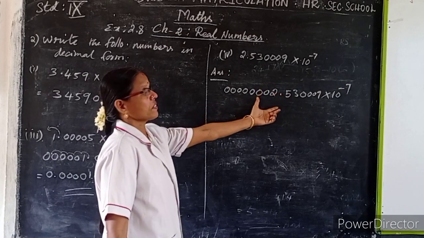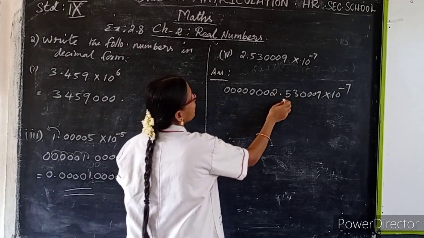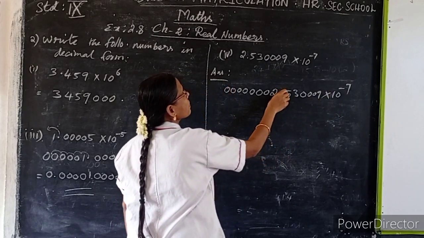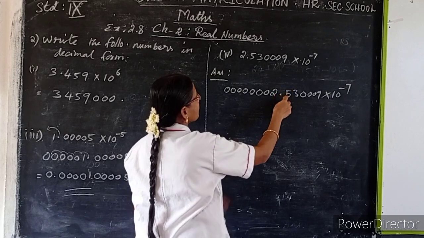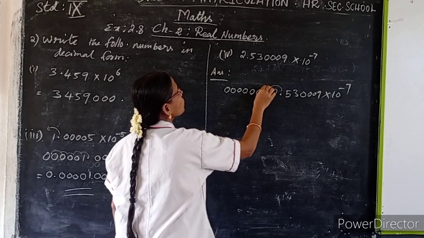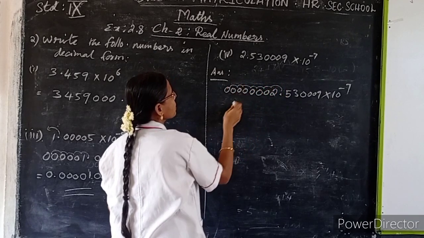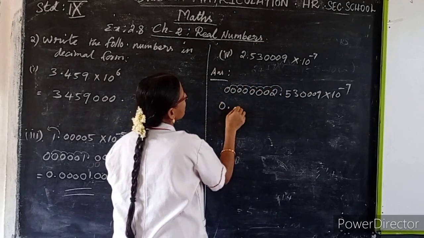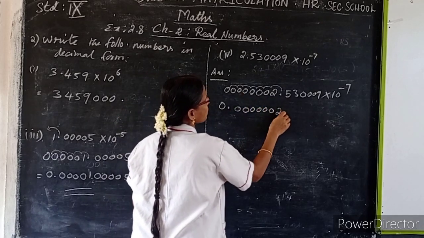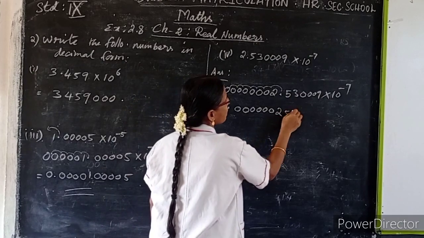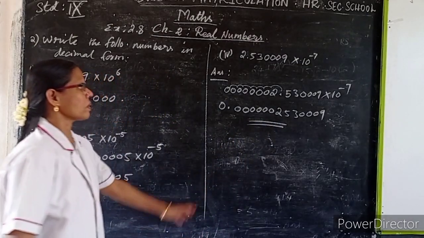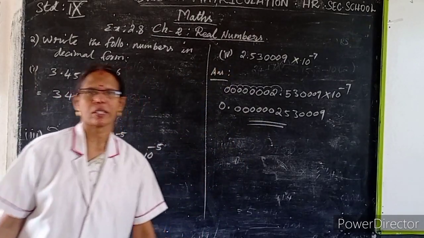Given the scientific number, we should write it in decimal form. So, just move the decimal point from here to the left side up to 7 digits: 1, 2, 3, 4, 5, 6, 7. So 0.0000002530009, totally 7 digits. This is the decimal form for the given scientific notation.